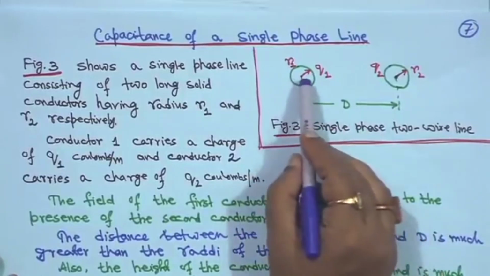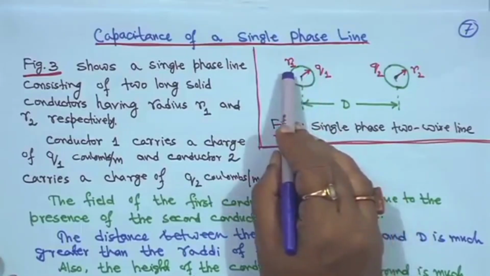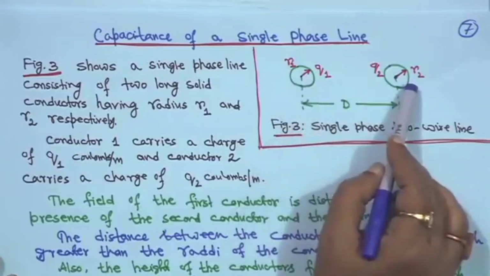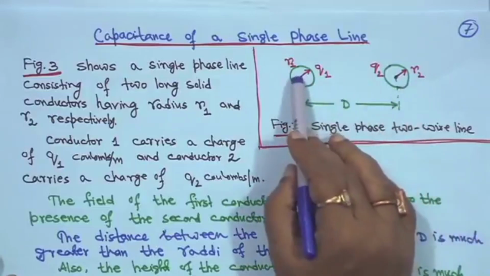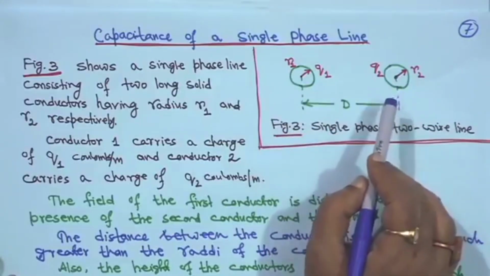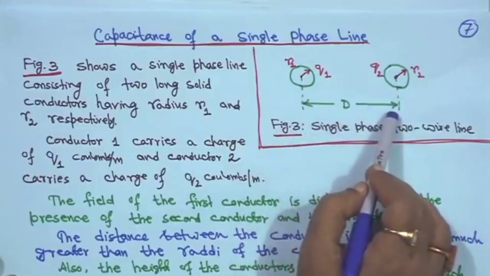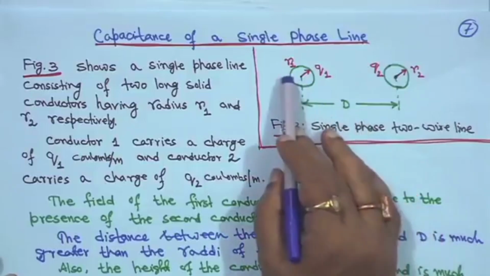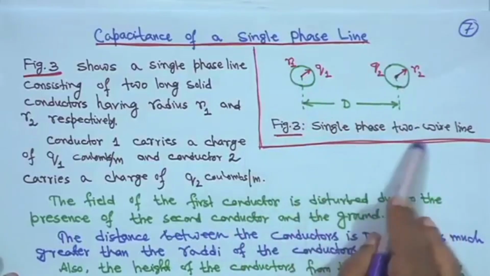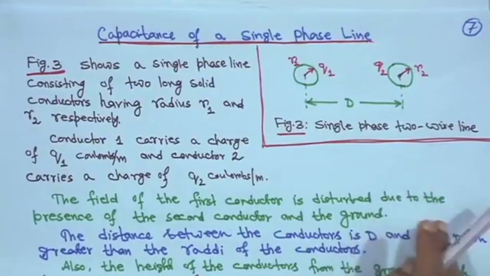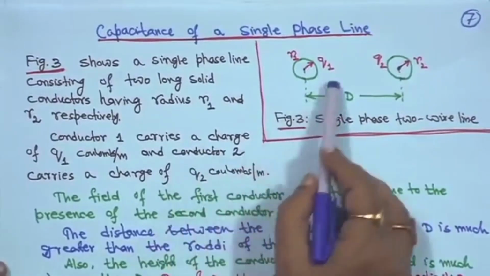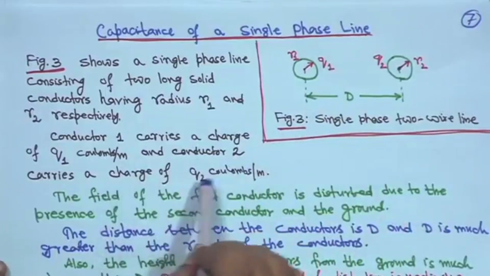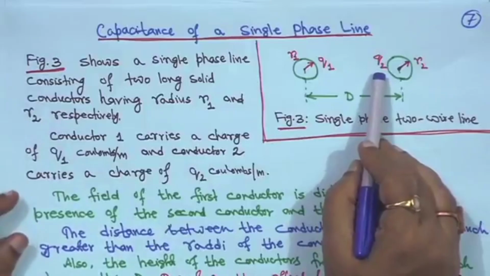Now, the radius of this conductor is R1, and the radius of this conductor is R2. Initially we have taken the radii of the two conductors to be different, and the center to center distance is d. Of course, d is much larger than R1 and R2. So, this is a single phase two wire line. Conductor 1 carries a charge of Q1 coulombs per meter, and conductor 2 carries a charge of Q2 coulombs per meter.